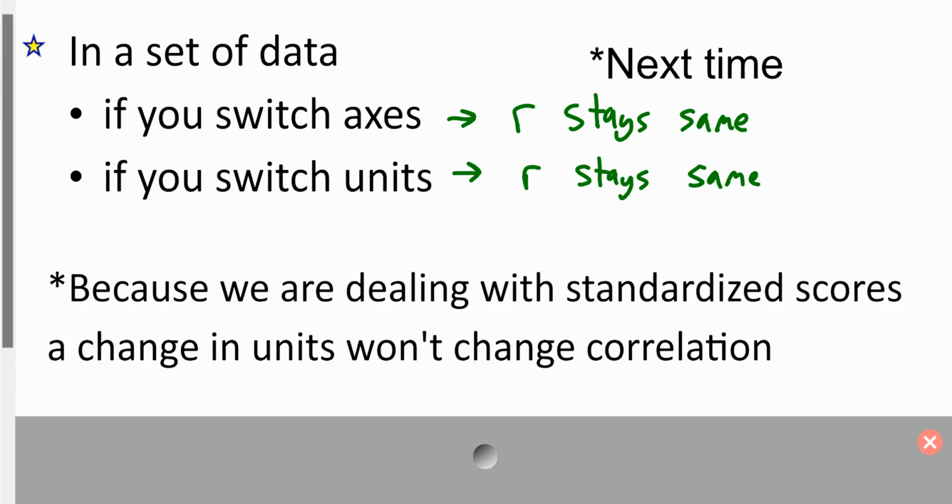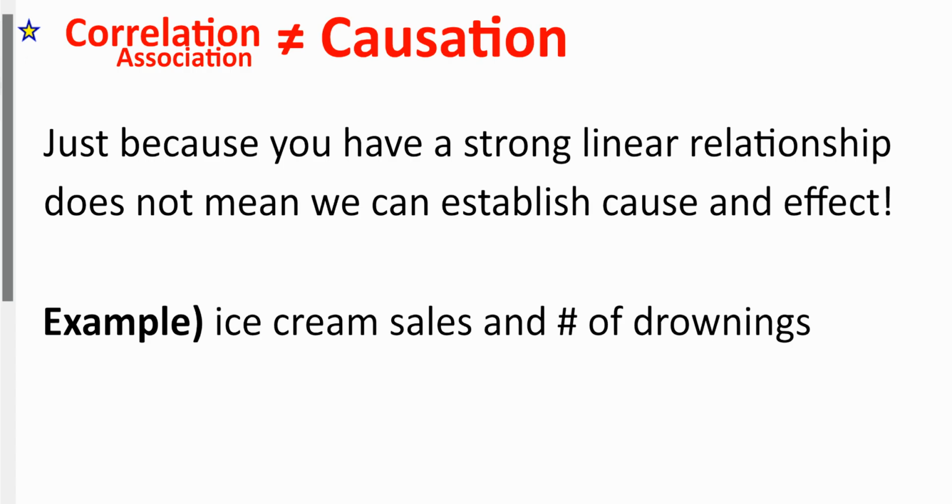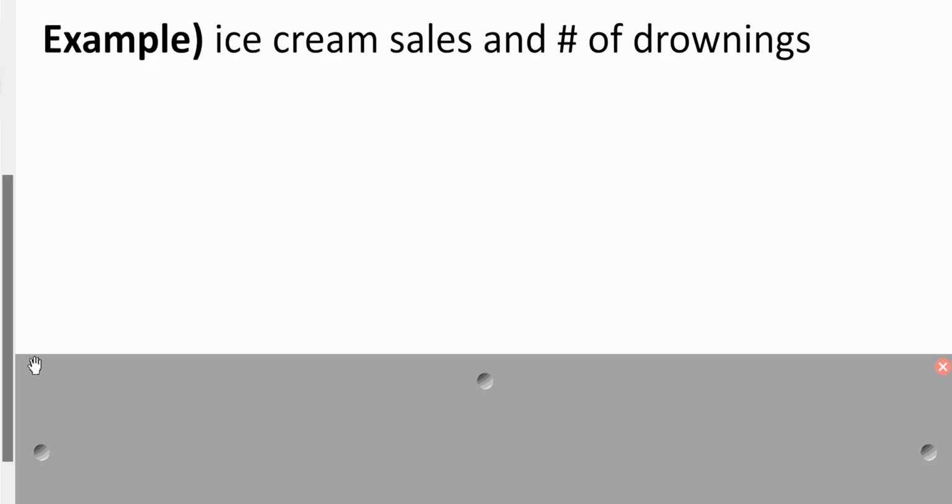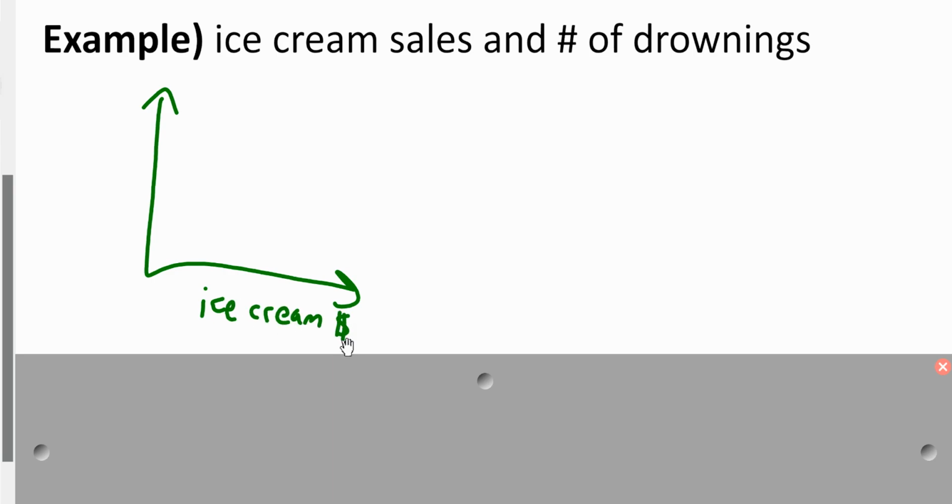But something I said we're going to talk about a little bit more is correlation and causation. Correlation does not mean causation. So just because you have a strong linear relationship does not mean that it actually has that cause and effect. Another example that I have for you is ice cream sales and drownings. If you want to think about it, anytime ice cream sales increase, the number of drownings generally increases.